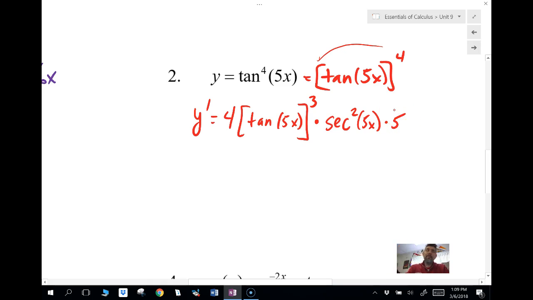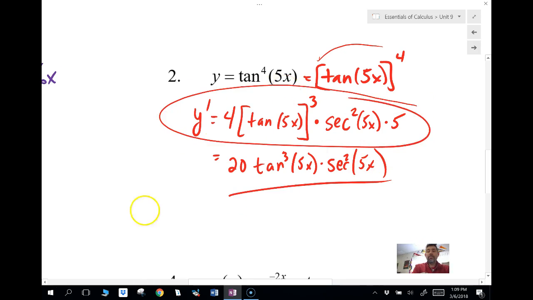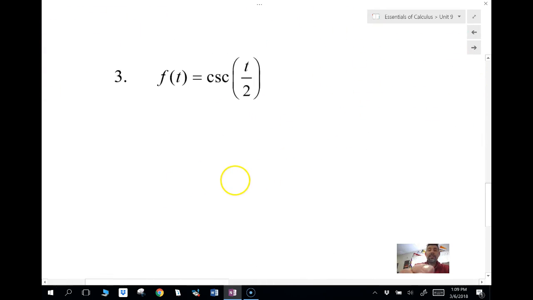All right, so we have to keep going until we get all of the insides. And then we're going to simplify this to 20, just the 5 in the thing. And then there's not really much we can do here. Tangent cubed of 5x times secant squared 5x. That's pretty much all we can do, but you can leave it like this if you want to. There's no need to simplify unless you're being asked to simplify.